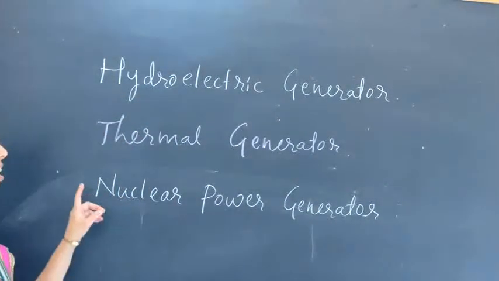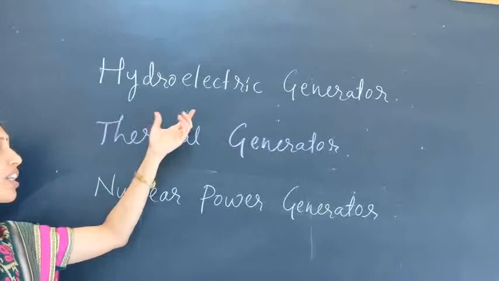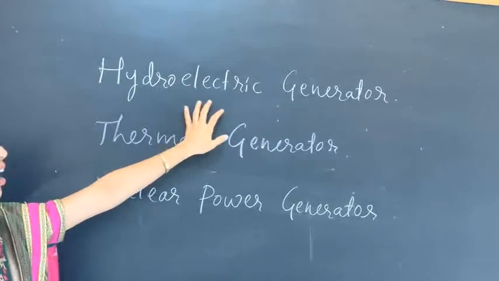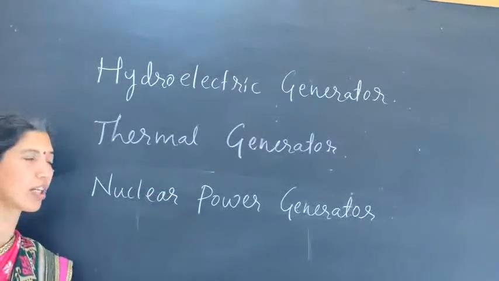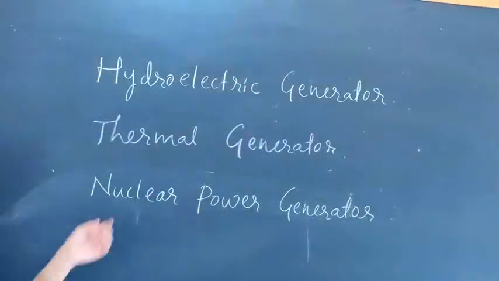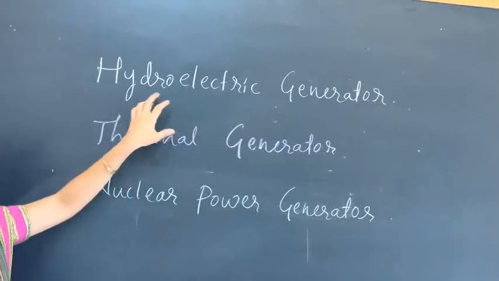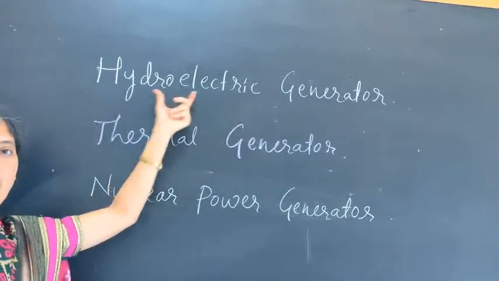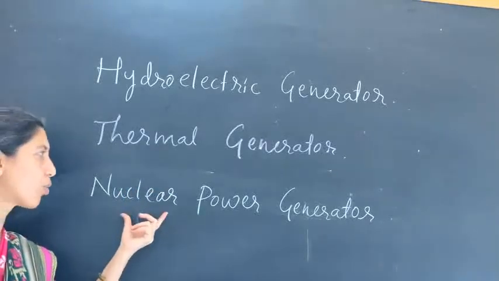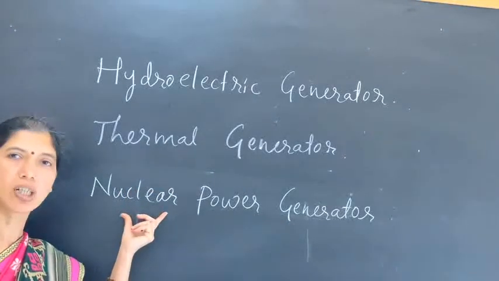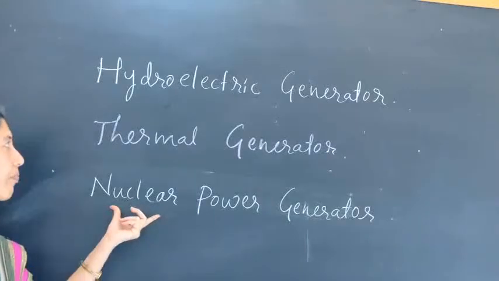Apart from AC generator, other types of generators are there. They are hydroelectric generators, thermal generators and nuclear power generators. Now the name itself indicates the type. Hydro means water. Thermal means heat. Nuclear power generator means the fuel used here is nuclear.